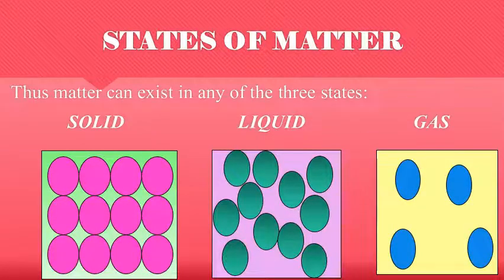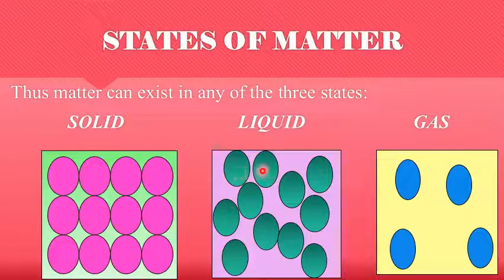So we have come to know that matter can exist in any of these three states: solid, liquid and gas. We have tried to show you the particle arrangement in these substances. If you can see here, in solid the particles are fixed in their places, and there is a regular arrangement of the particles. Obviously there is some interparticle space here. In the diagram we have minimized the space between the solid particles. The space is very little.